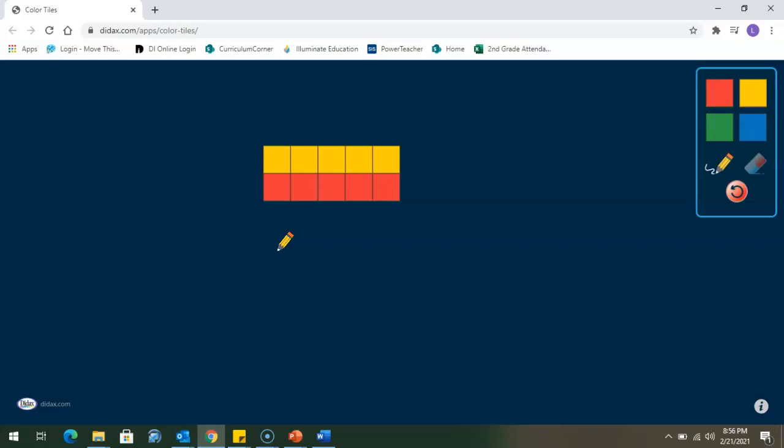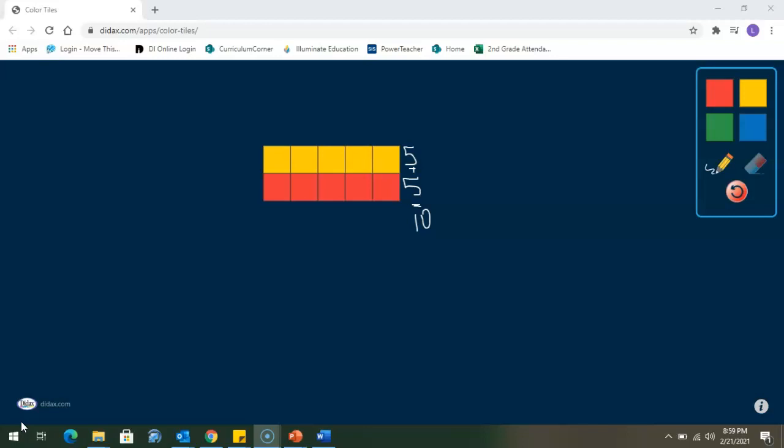And what's the repeated addition equation we can use to find the total for 2 rows of 5? So we can say 5 plus 5 equals 10, boys and girls. Boys and girls, what did you notice about the shape of this array? Yes, boys and girls, the shape is a rectangle.